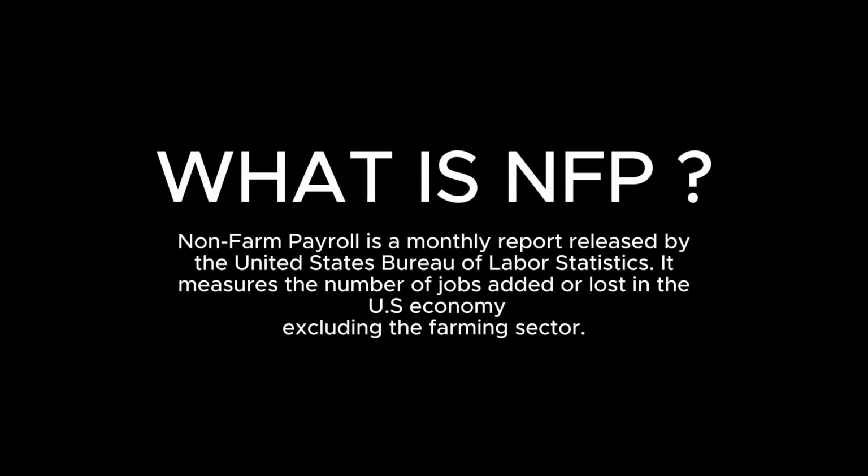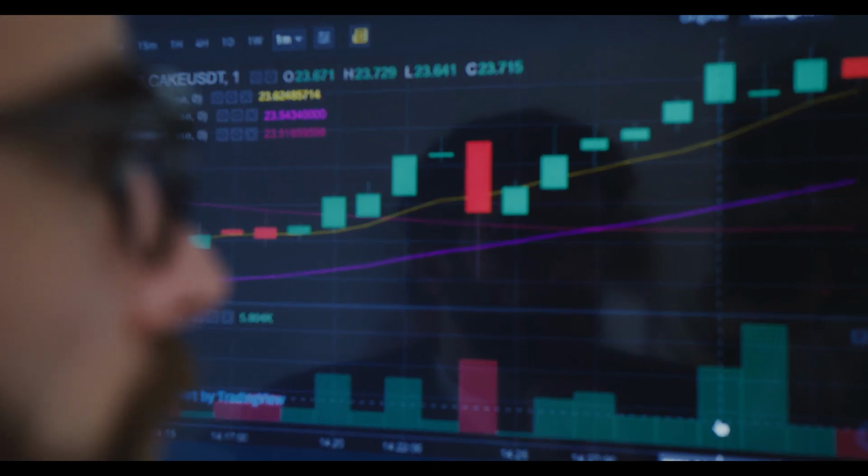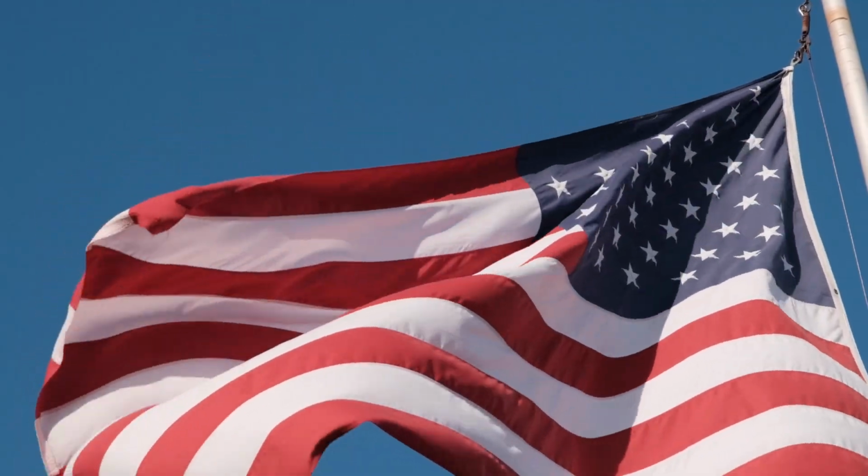First off, what exactly is NFP? Non-farm payrolls is a monthly report released by the U.S. Bureau of Labor Statistics. It measures the number of jobs added or lost in the U.S. economy, excluding the farming sector. This report is crucial because it gives a snapshot of the overall health of the U.S. economy.